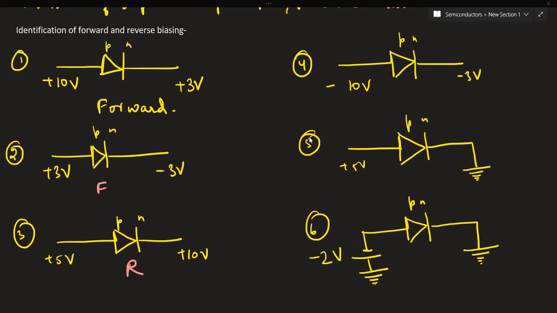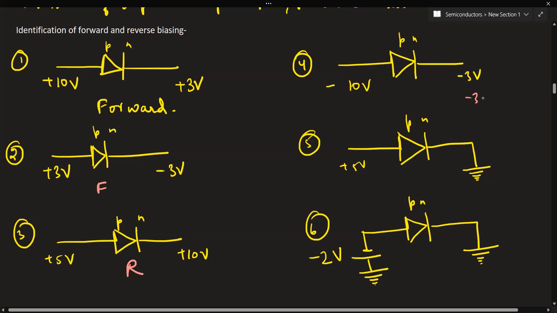Fourth one will, yes, it will also be reverse bias. Because see, -3 volts is greater than -10 volts. So this will be reverse. Now see, fifth part. Yes, answer the fifth part now.